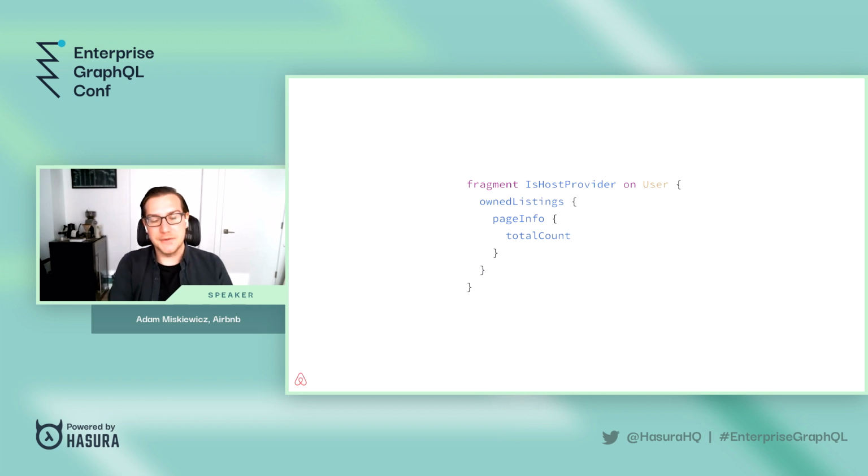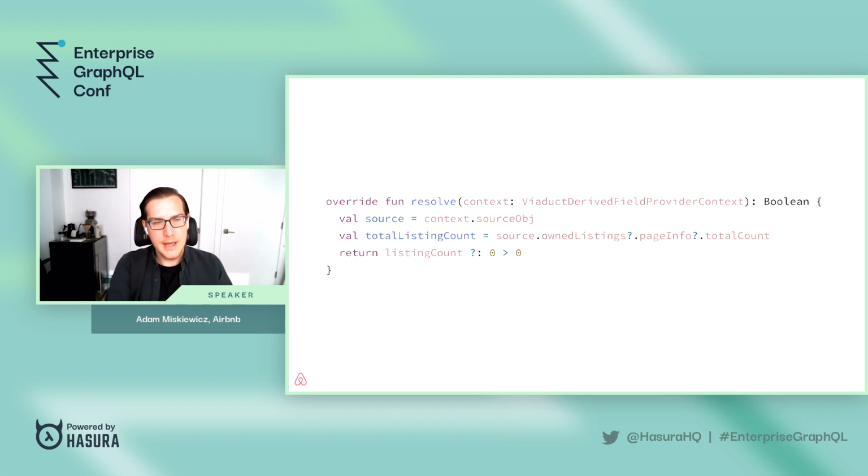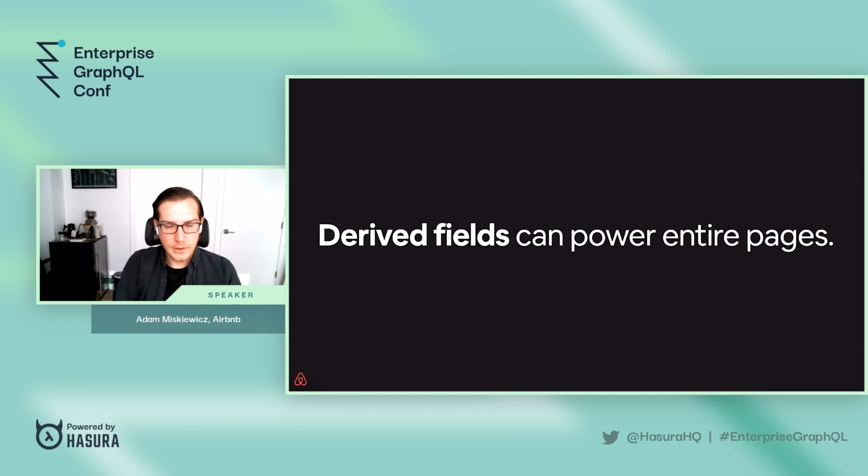When Viaduct executes this field, it will execute this fragment against the graph, just like a normal GraphQL query, and provide that data to the resolve function, the other part of our DFP contract. Now that we have the data we need, we can perform our simple piece of business logic. You can see it's only 3 lines that derive the isHost value. This is just us checking whether the total number of owned listings is greater than 0. That was a very simple derived field. We looked up a single piece of information from the graph and derived a simple value from it with minimal business logic, but we can take this much further.